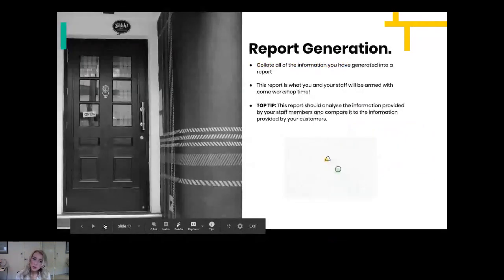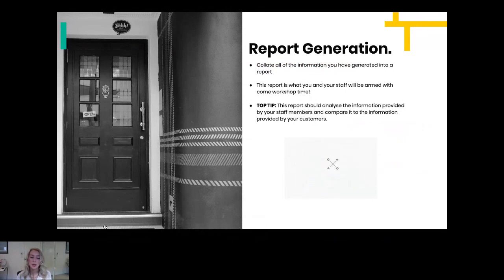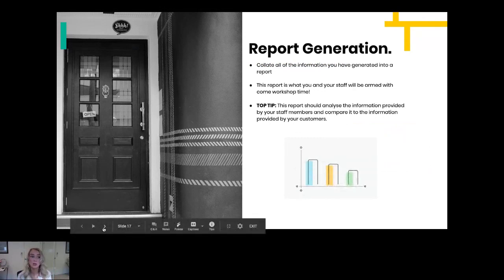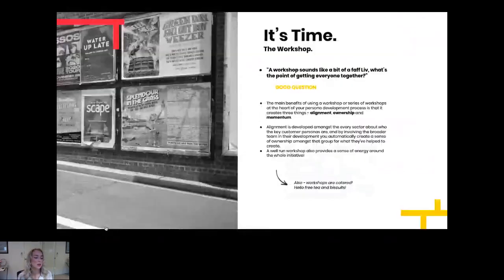Once you've got all this information, you can collate it all into a report. And this report is what you and your staff will be armed with when you go into that workshop. So ensure that your report analyzes the information provided by your staff members and compares it obviously to the information provided by your customers. And you'll notice the gaps in the answers and areas for you to work on during that workshop. So now we come to the workshop time.